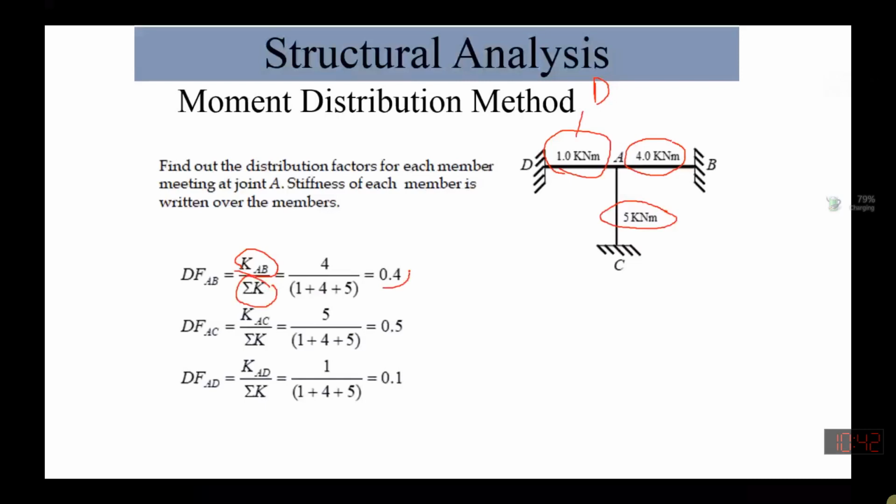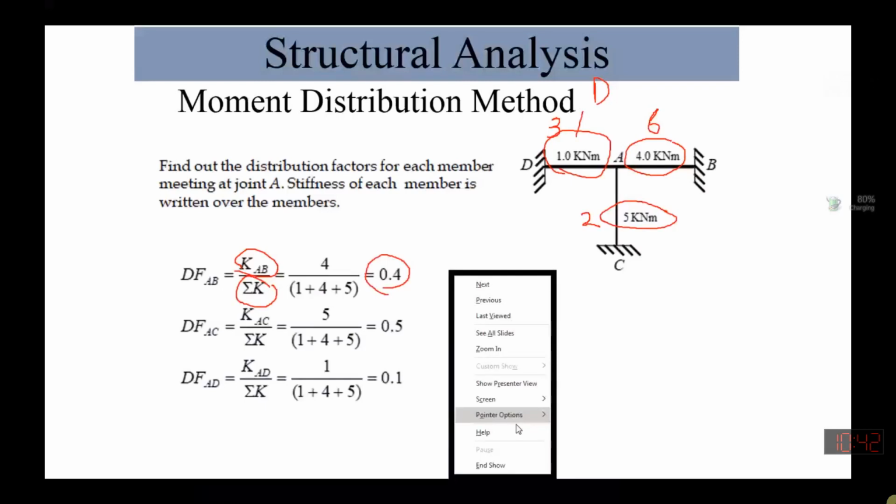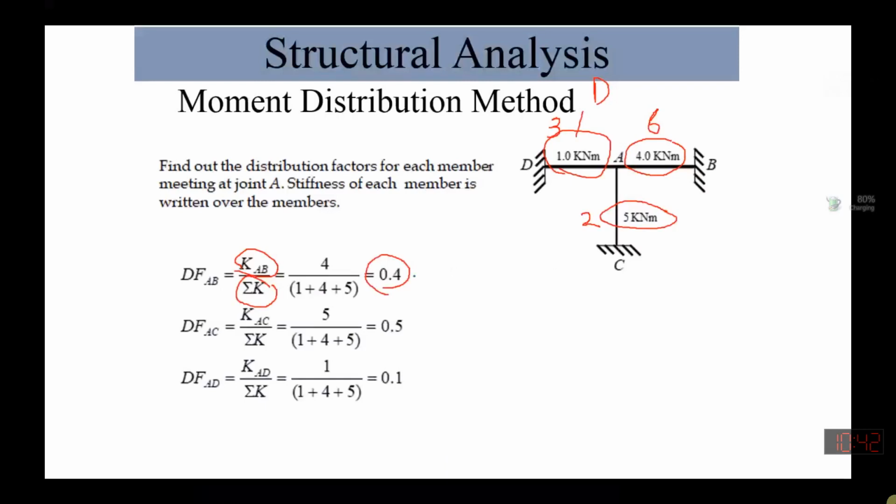So let's say if I change the values: this value is 6, this value is 2, and this value is 3. Please find out the distribution factor for all 3 members. This is your classwork. I will give you 2 to 3 minutes, then please find them. This one is 3, 6, and 2.